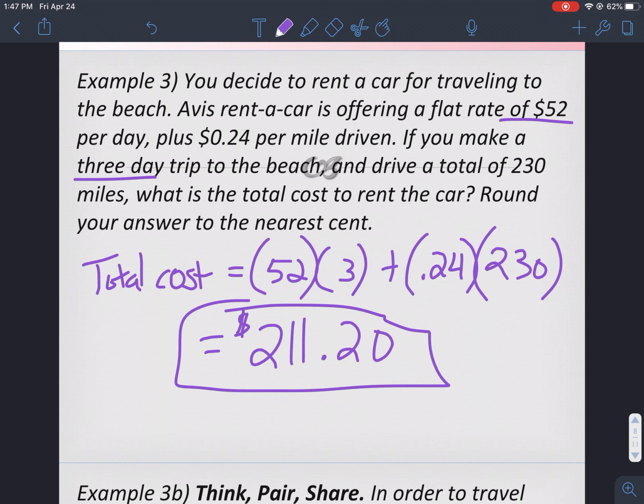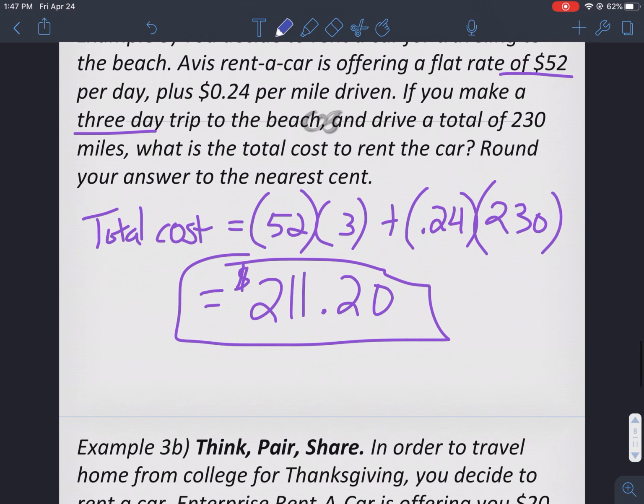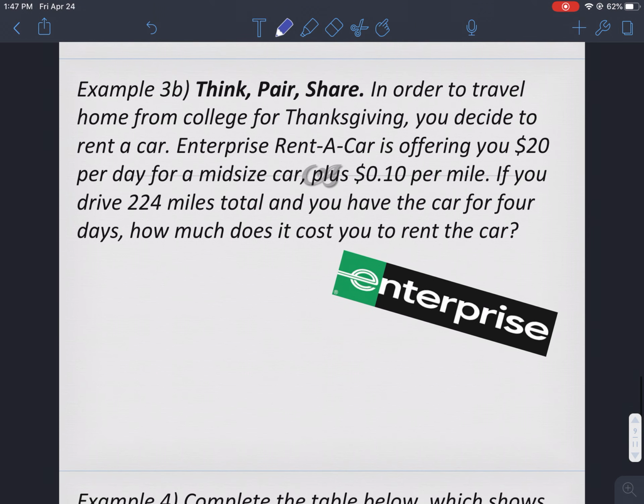You would have to add that in after you drive for a few days, and then you have to refill the tank. Usually, you have to return the vehicle with a full tank of gas, or else they will charge you extra money. They always try to get you somehow.